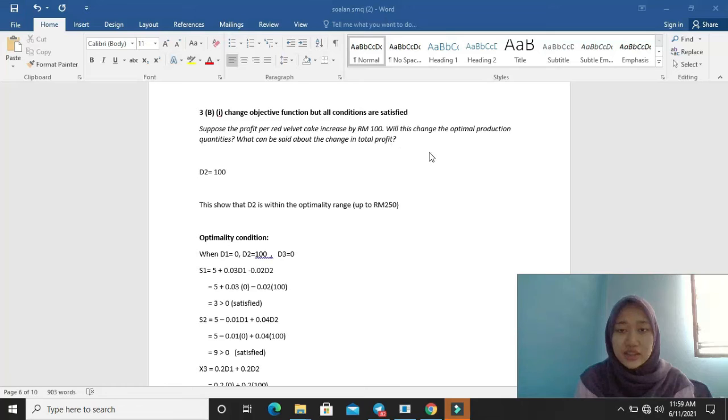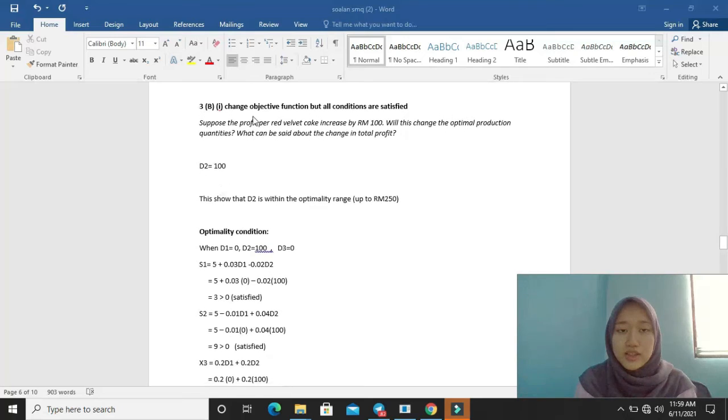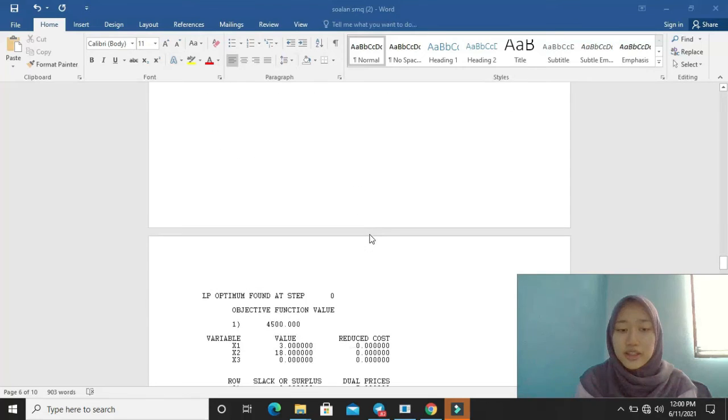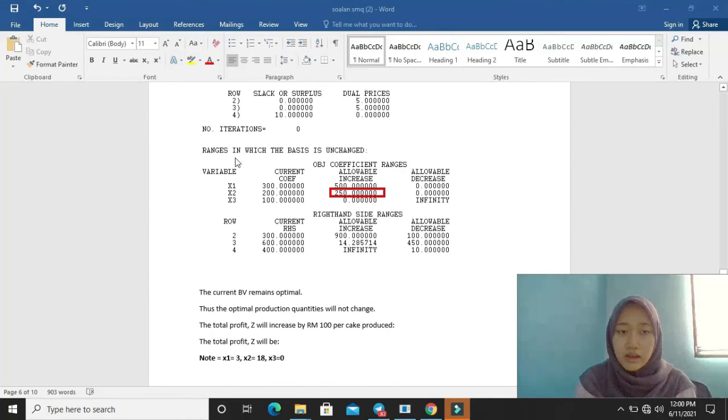Will this change the optimal production quantities? What can be said about the change in total profit? Alright, so based on the situation, it has stated that the profit per red velvet cake increased by 100 ringgit. So it means that the increase was 100. So we refer to the Lindo. Alright, so for the objective coefficient range for red velvet cake, the allowable increase was 250 only.